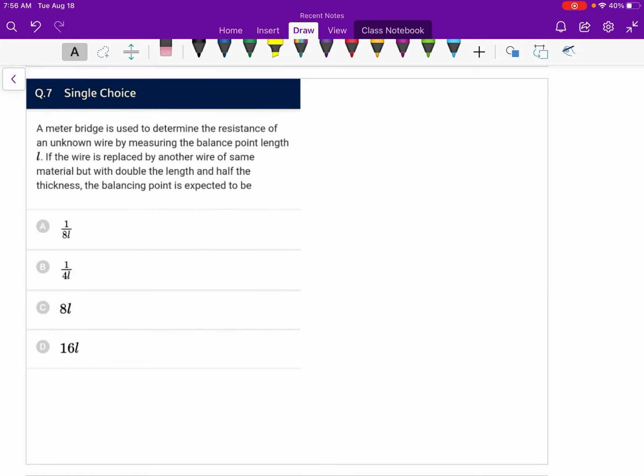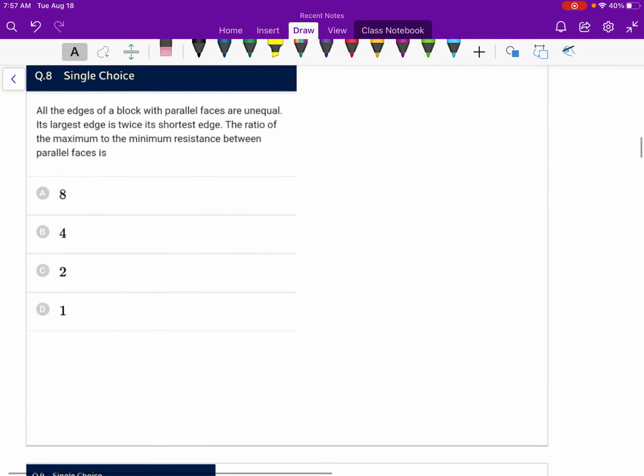Meter bridge is used. If the wire is replaced by another wire of the same material but with double the length and half the thickness, so R is proportional to L by D square. So R dash upon R: length is doubled and thickness is half. So resistance has become 8 times. So balancing length will also become 8 times. So 8L is the correct option.